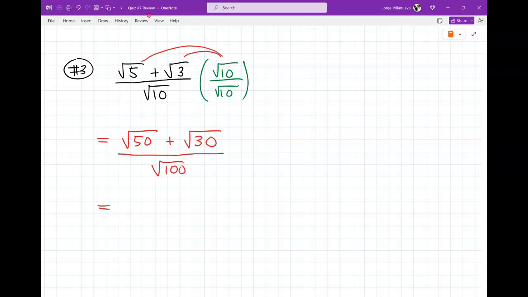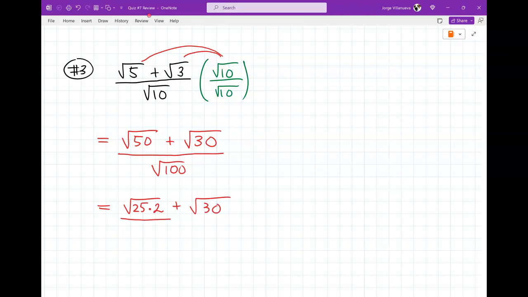All right, square root of 50. What two numbers give me 50? 25 and 2. And 25 has a nice square root, so I'm going to go ahead and write that. 25 times 2. Are there any good numbers that give me the square root for 30? Let's see. 1 and 30. 3 and 10, not good. 6 and 5, not good. So nothing really works. There is no set of numbers that multiply to 30 that have a square root. So we're just going to leave it like that.